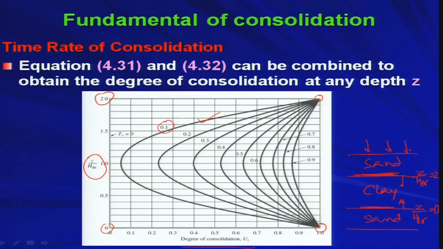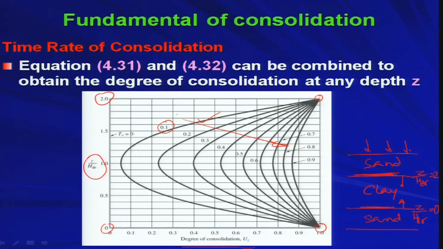Now, as TV increases, you are getting a higher degree of consolidation. But if you look at the surface of the clay layer, that means either the top surface or the bottom surface, your degree of consolidation is 100%. However, this degree of consolidation is reduced, so at the middle you will be getting the minimum degree of consolidation.